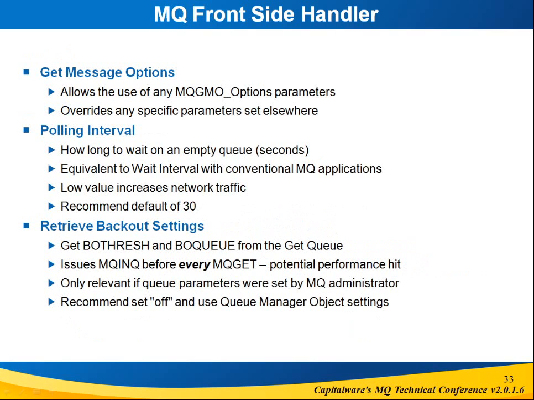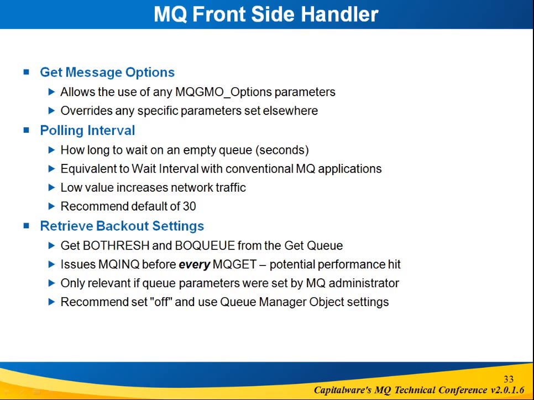Next, we get message options. This is a field in the front-side handler itself which contains a numerical value consisting of the arithmetic addition of the get message options parameters. This can override any specific parameters set elsewhere, including in the MQ QManager connection object itself. This means that you can also include get message options that could override the syncpoint processing value.